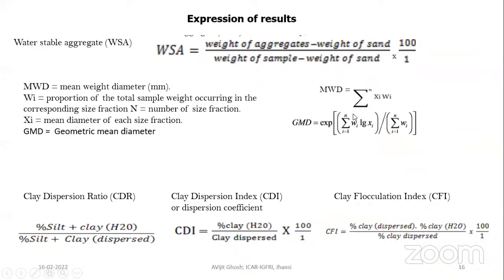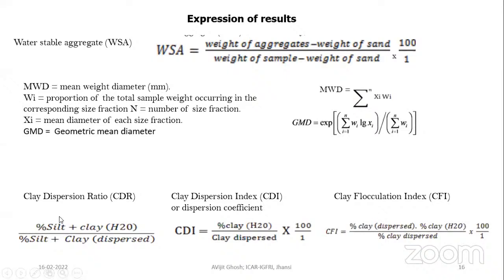Similarly, we can express it in log value to express geometric mean diameter. Now, the more frequently asked ratios are these: clay dispersion ratio, clay dispersion index, and clay flocculation index. These are often confusing, but that's why they are asked in GRAPSR.